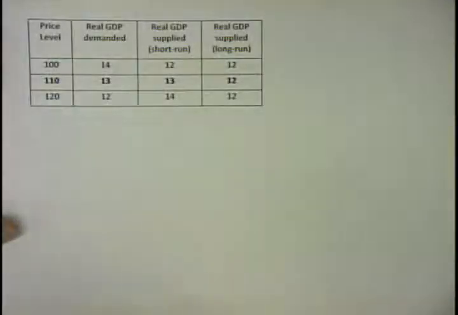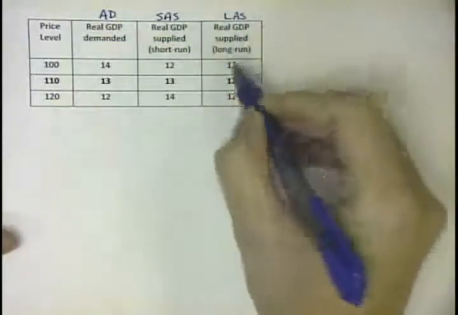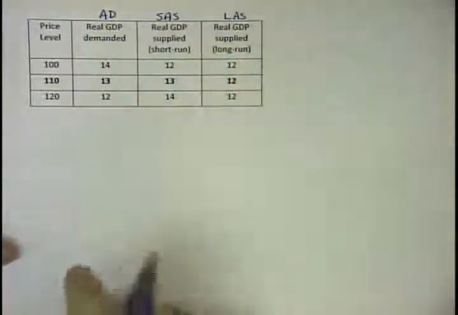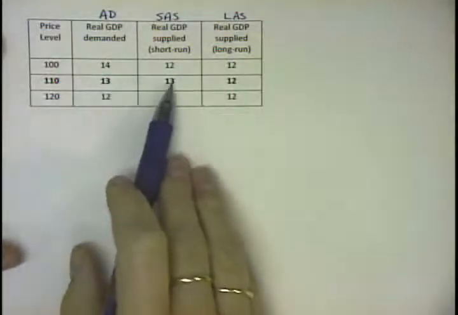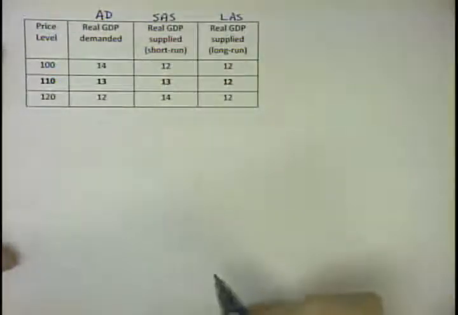So let's see this one now. We have our aggregate demand, we have our short-run aggregate supply, and we have our long-run aggregate supply. Remember, this is our potential GDP. So something has changed in the economy now where our real GDP supplied and real GDP demanded are higher. Okay, so let's see what's going to happen now.